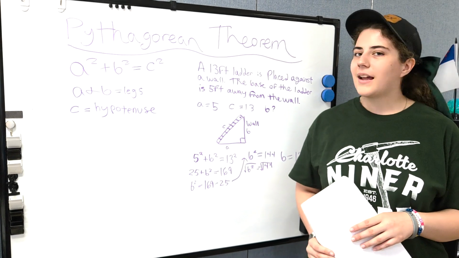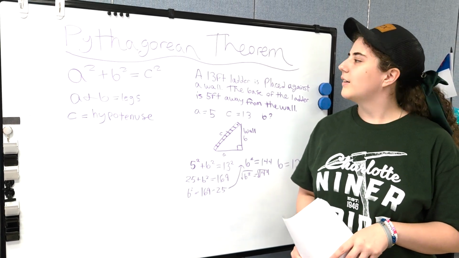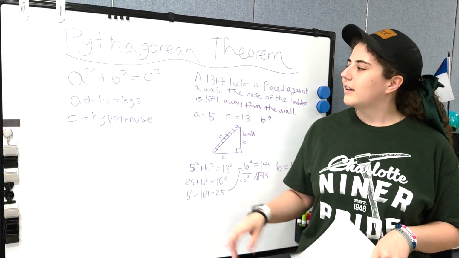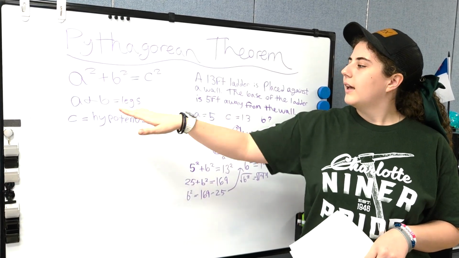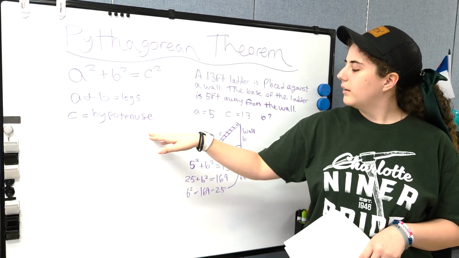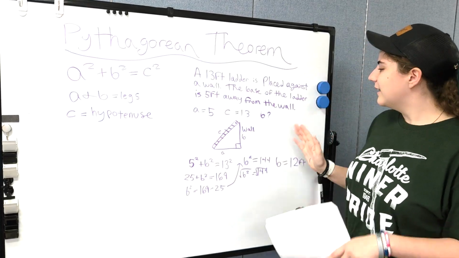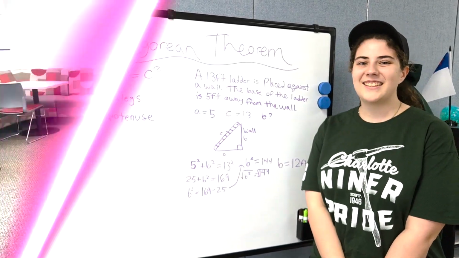So this is my project for Math 263 on the Pythagorean theorem. Again, the formula is a squared plus b squared is equal to c squared. A and b being the legs, c being the hypotenuse. And here was my problem that we did. And thank you for watching.